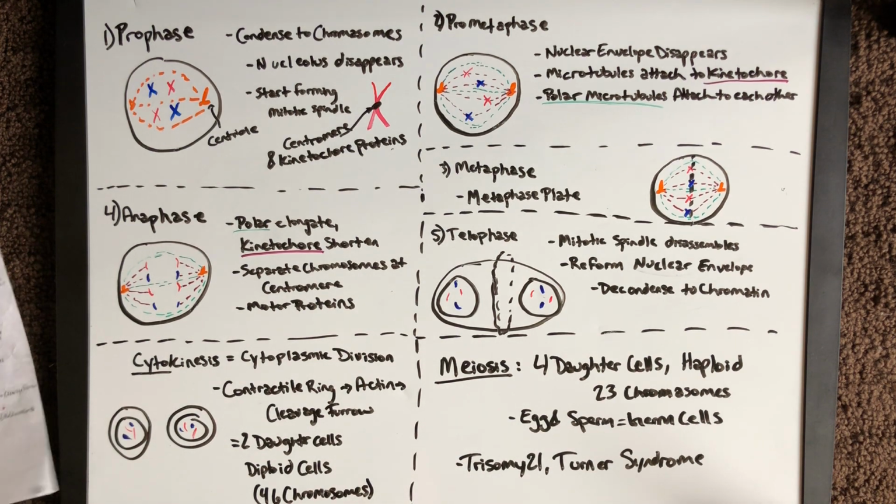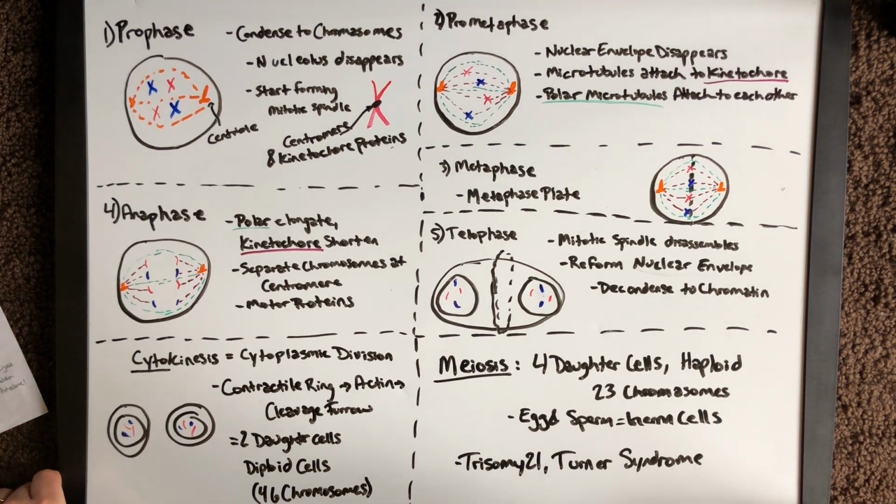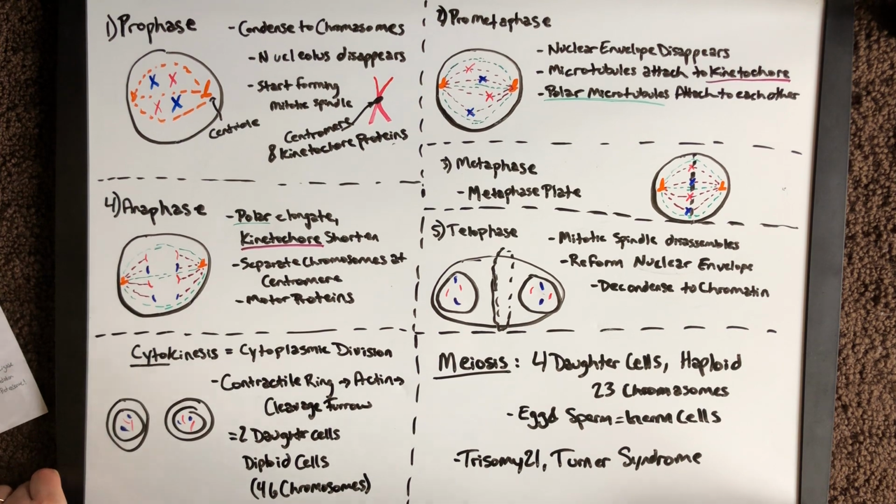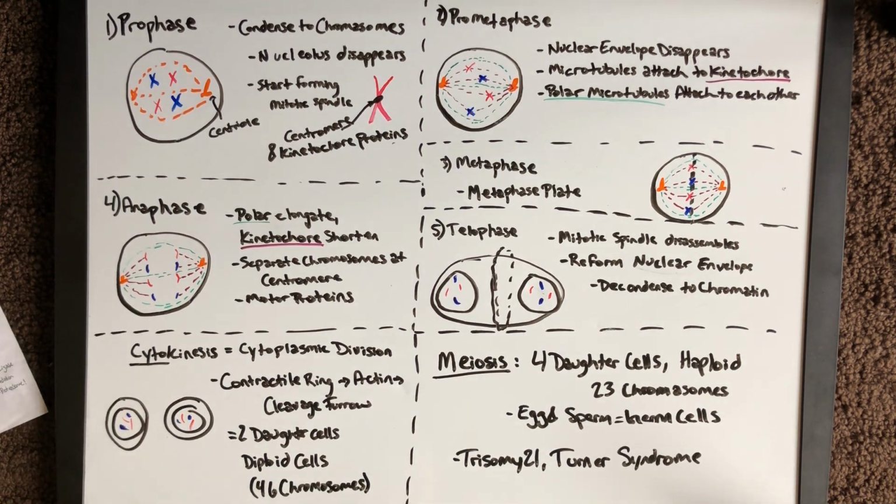There's that. Now we're going to go through the cell cycle and talk about all of our checkpoints. So make sure you've got this, and you can see all that. Okay. I'm going to go ahead and erase it.